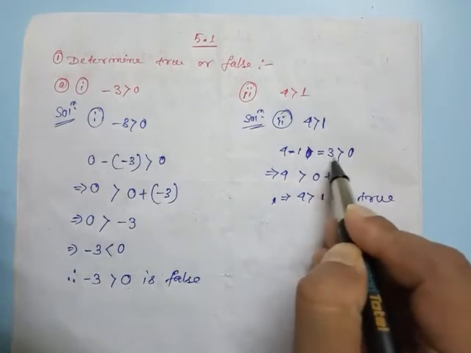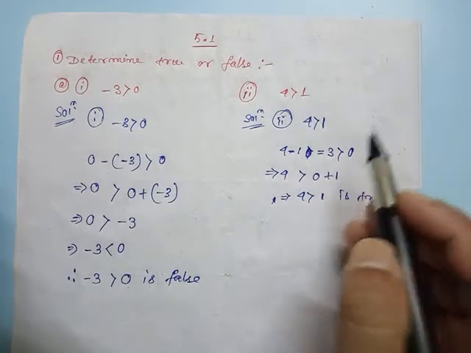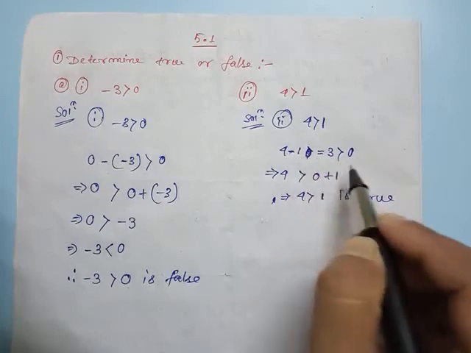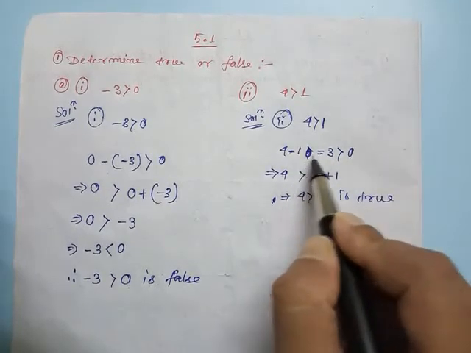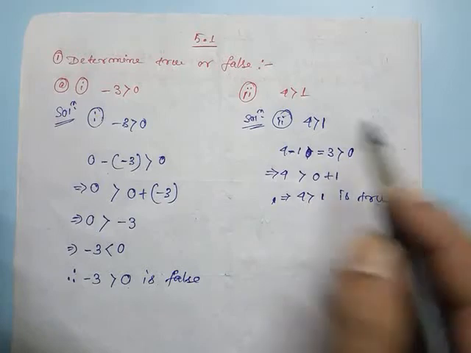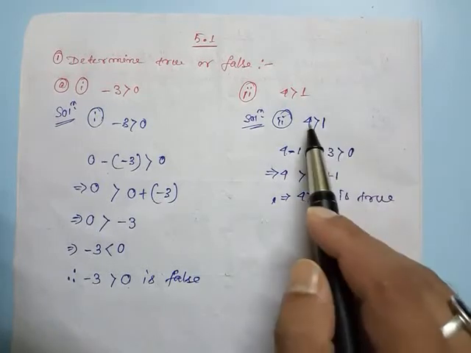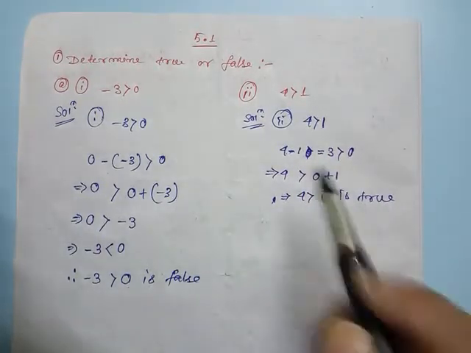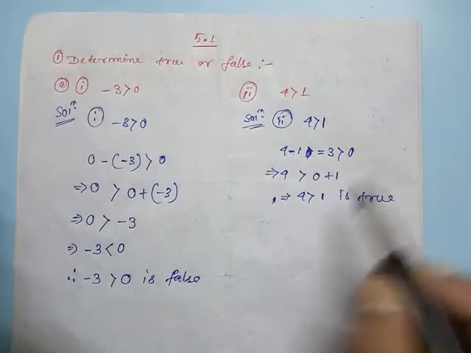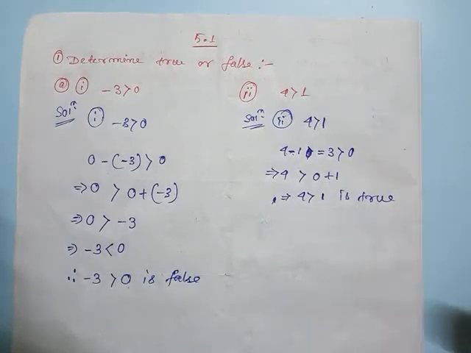Here I have written 3, but if we write it like this, 4 minus 1 bigger than 0, it is also okay. If we don't write 4 minus 1 equal to 3, that is also okay, because 4 is positive, 1 is also positive, and if I take minus 1 to that side it becomes plus 1, so 4 minus 1 bigger than 0 is true.